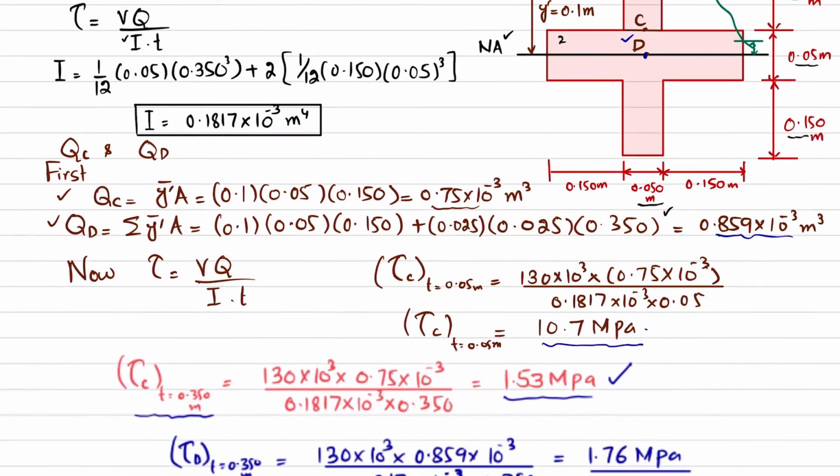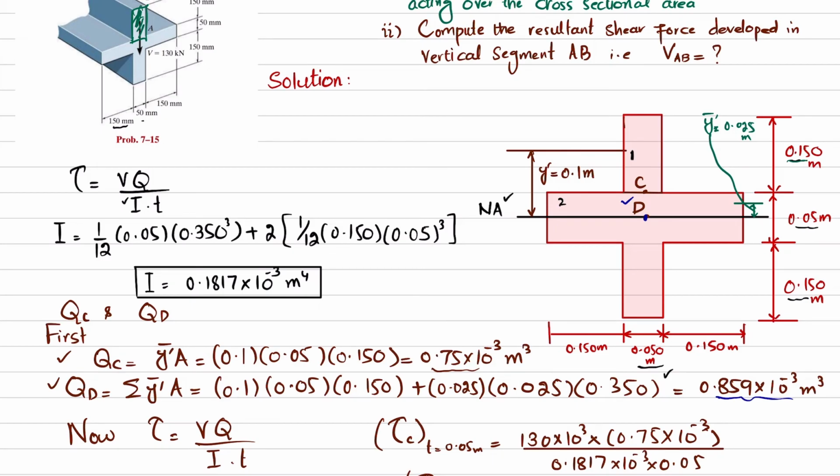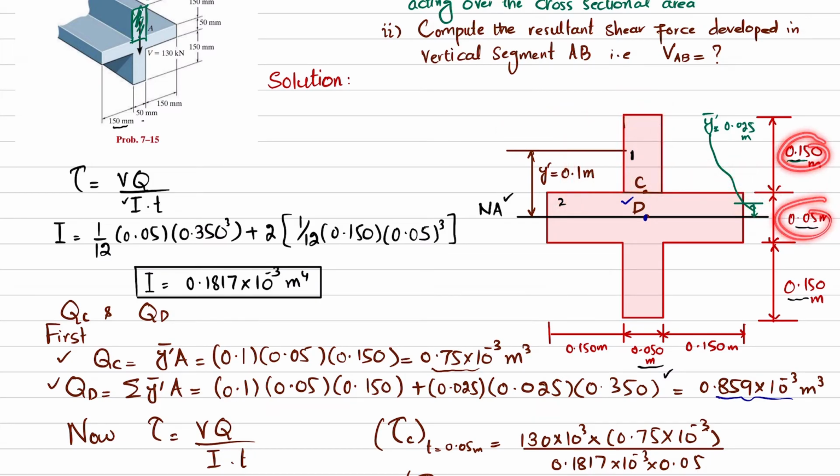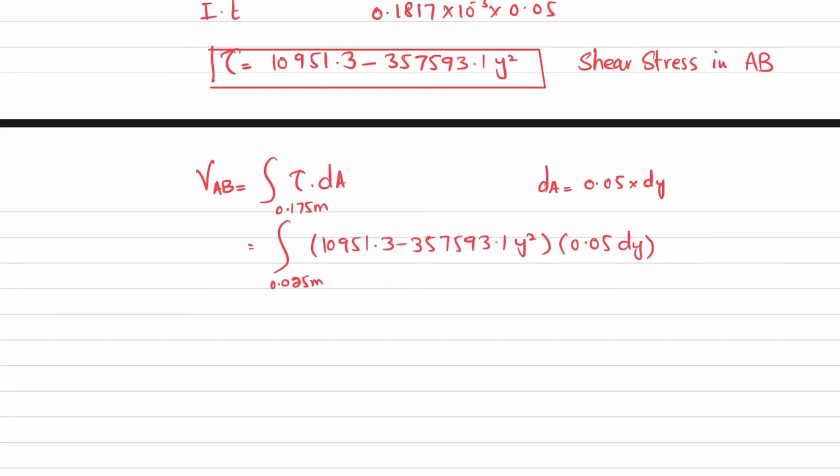I will show you. You can see the limit. This is portion AB. So this limit starts from the neutral axis. This distance is 0.025. So it starts from 0.025 till this height, which is total 0.175. This is half of this, which is 0.025, plus this will give you 0.175. Okay, and that will be the shear force in section AB.